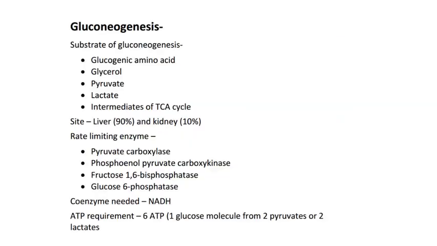Now we will talk about gluconeogenesis. Through gluconeogenesis, non-carbohydrate substrate produces glucose. Here the substrates may be glucogenic amino acid, glycerol, pyruvate, lactate, and intermediates of TCA cycle. Mainly gluconeogenesis occurs in liver, and the other site where gluconeogenesis takes place is kidney.